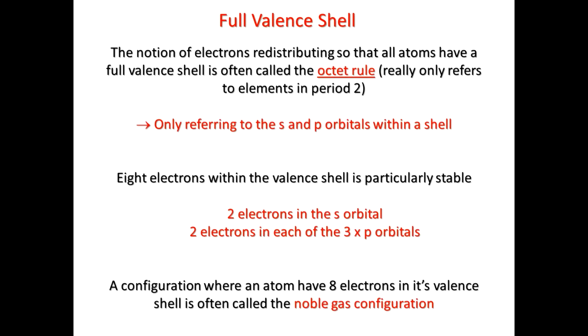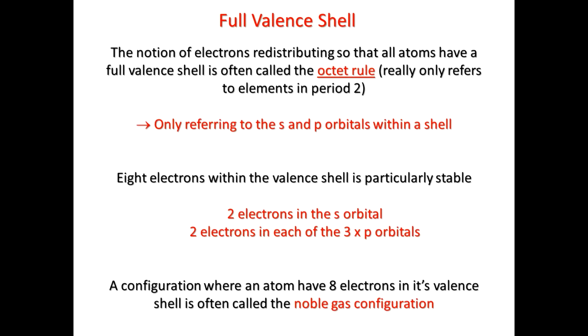So what is a full valence shell? Essentially, you're obeying the octet rule, so the notion of electrons redistributing so that all atoms have a full valence shell. Okay, and the octet is the 8 electrons. So in other words, all you're trying to do is fill the s orbital and the 3p orbital. So in other words, a total of 4 orbitals, which means 4 times 2 is, of course, 8. So a configuration where an atom has 8 electrons in its valence shell is called the noble gas configuration.